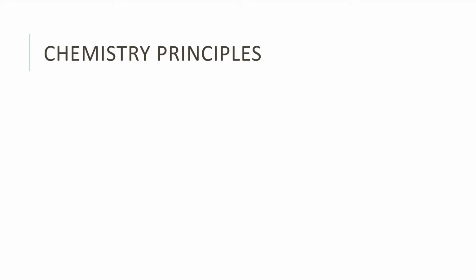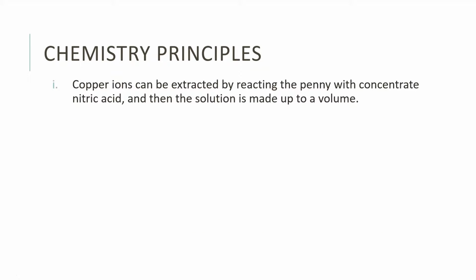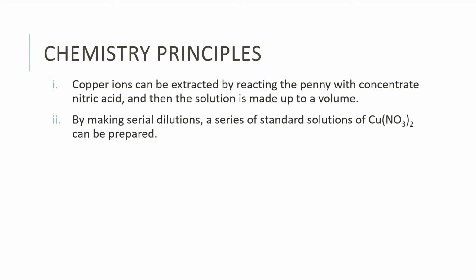Chemistry principles. Some of the chemical principles and main concepts in this experiment include: 1. That copper ions can be extracted by reacting a penny with concentrated nitric acid, and then the solution is made up to a volume. 2. By making serial dilutions, a series of standard solutions of copper nitrate can be prepared.